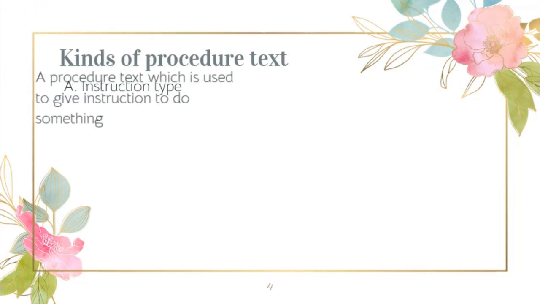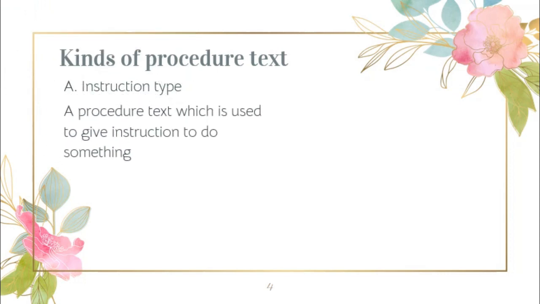Okay, next let's learn about kinds of procedure text. Kita akan belajar jenis-jenis text procedure. So the first one we have instruction type. So what is instruction type? Instruction type is a procedure text which is used to give instruction to do something. Jadi text procedure yang digunakan untuk memberikan sebuah instruksi untuk melakukan sesuatu. For example, we have manual, misalnya how to use a blender, cara menggunakan blender.